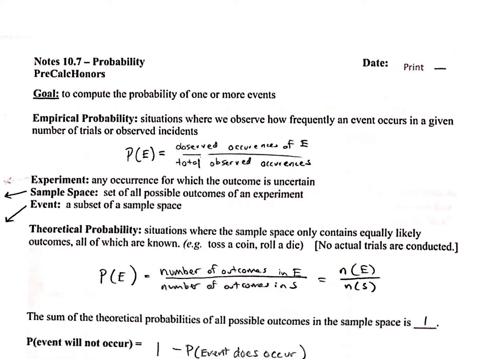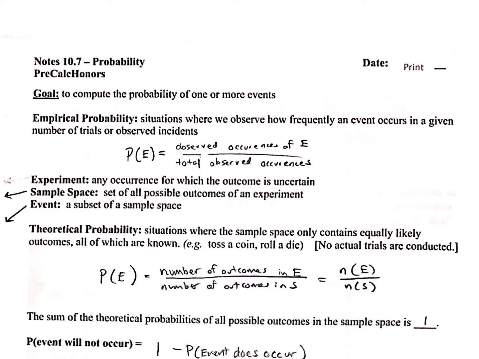Hi everyone, this is 10.7 probability. There's quite a bit of vocabulary up front on this particular lesson, so I'm going to show you guys everything you need, and you certainly can pause and write if you need to, but I'm going to talk through these definitions as we work.